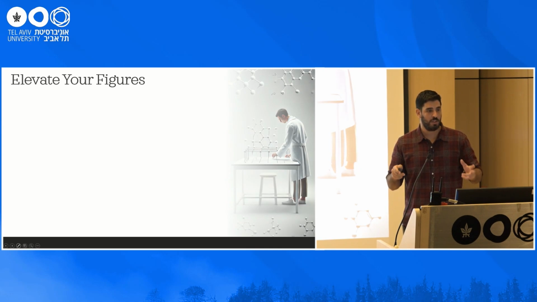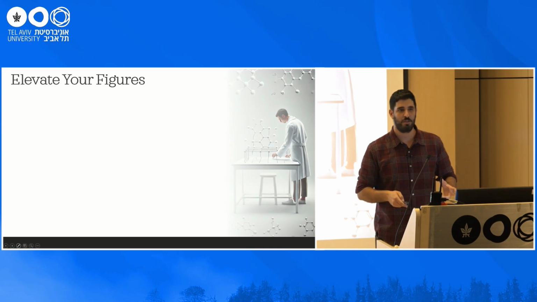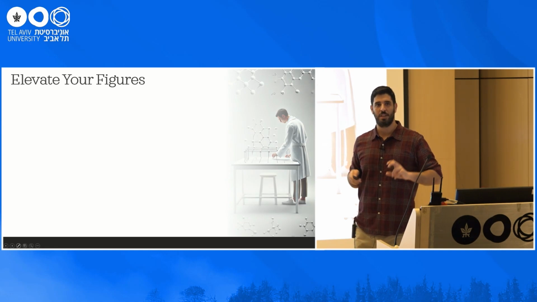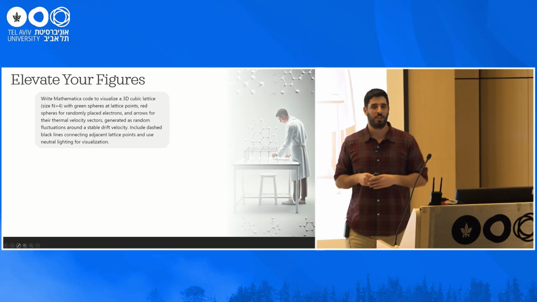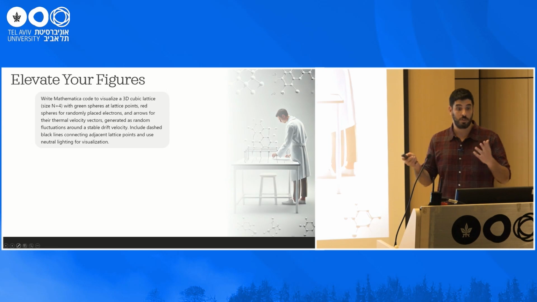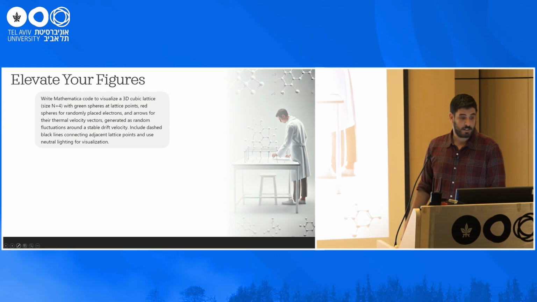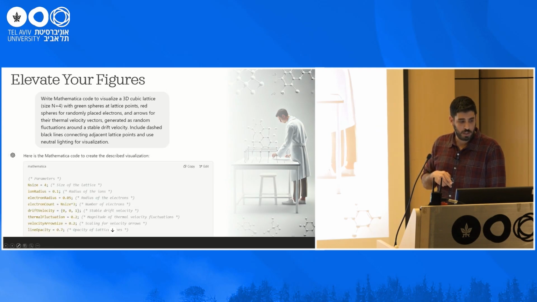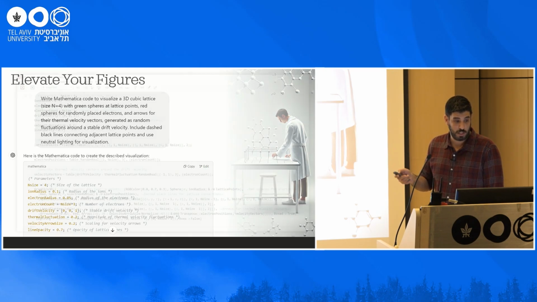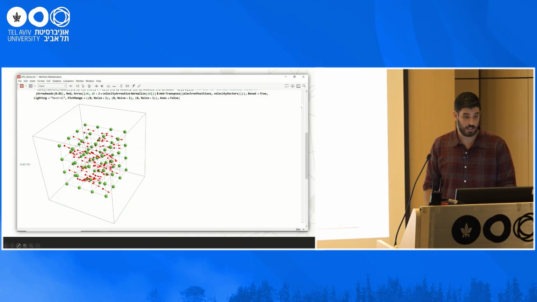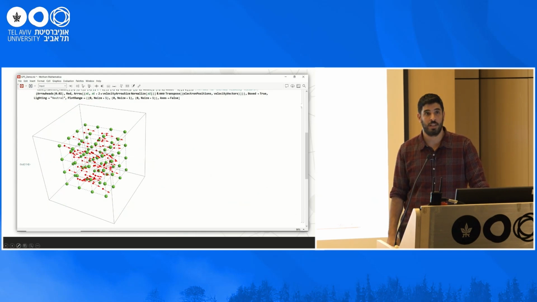And the last thing that I want to tell you about is how to elevate your figures. So here, for example, I had to plot a lattice of ions. I want it to plot the ions in green and the electrons moving among them in red with some random velocity that fluctuates around the stable velocity. Notice that I was very specific here in what I want. So it wrote me the code in Mathematica. I took the code as is, pasted it into Mathematica, and we got here a nice lattice of ions with electrons among them.